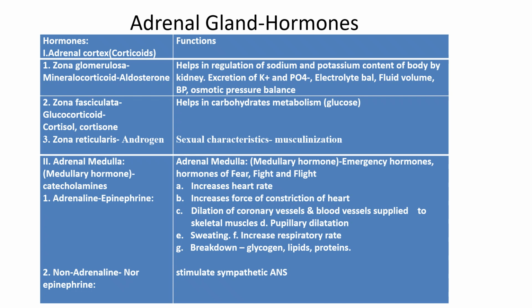It increases heart rate, increases force of contraction of the heart, causes dilatation of coronary vessels and blood vessels supplied to skeletal muscles, pupillary dilatation, sweating, increased respiratory rate, and breakdown of glycogen, lipids and proteins. So these are the hormones secreted by the adrenal medulla, that is adrenaline and noradrenaline. Noradrenaline stimulates the sympathetic autonomic nervous system.